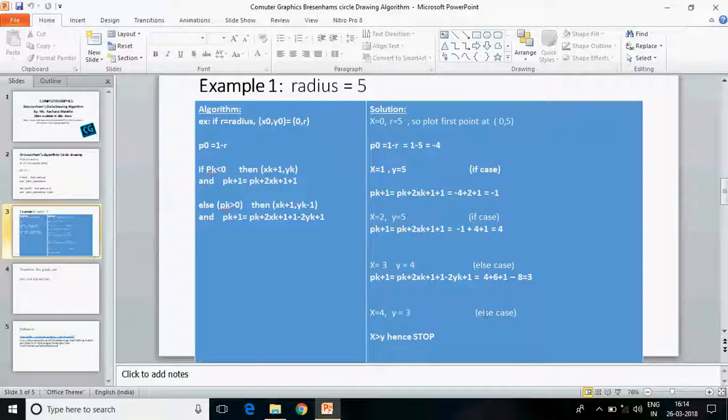When we come to else, x is xk plus 1 and y is yk minus 1. X is 3 plus 1, 4. Y is 4 minus 1, 3. We stop here because x is greater than y. Either we stop in this condition or when x equals y. Because x equal to y or x greater than y would mean that we have moved to the second part of the first quadrant.